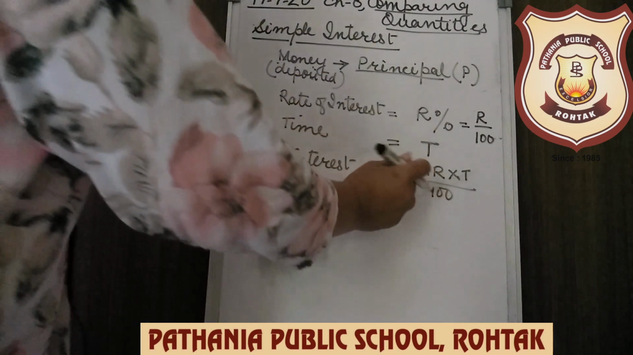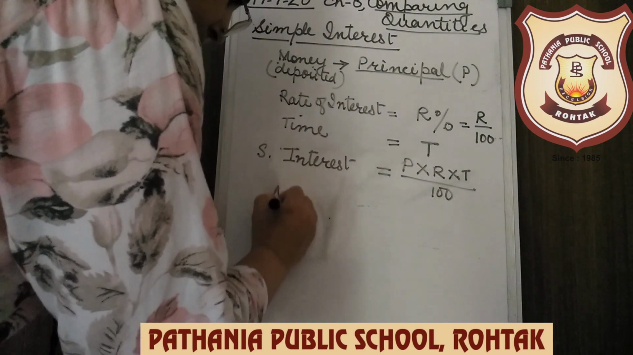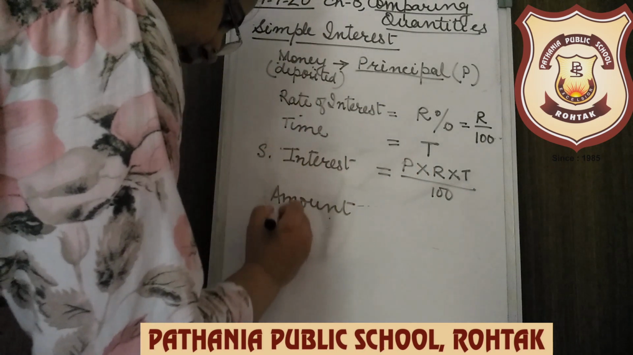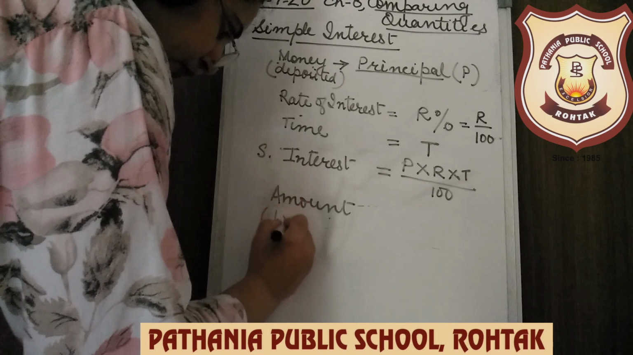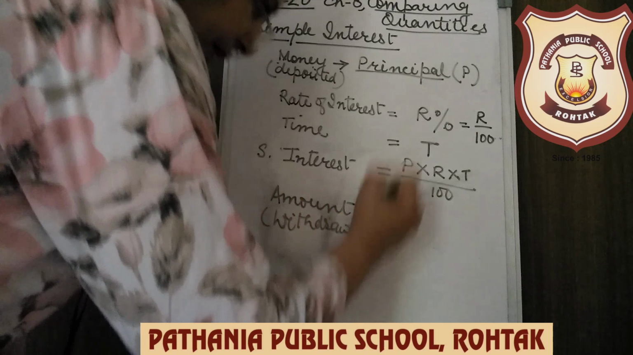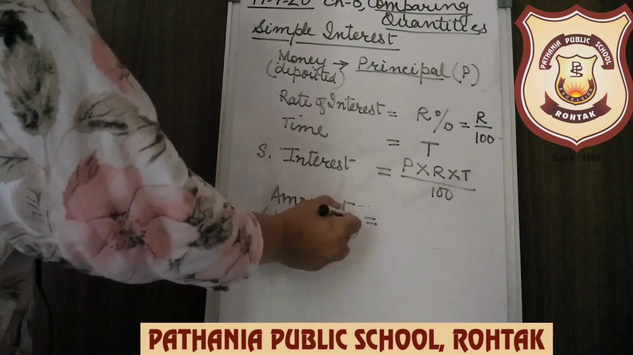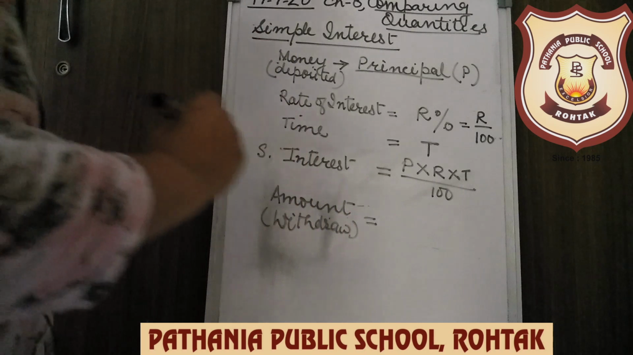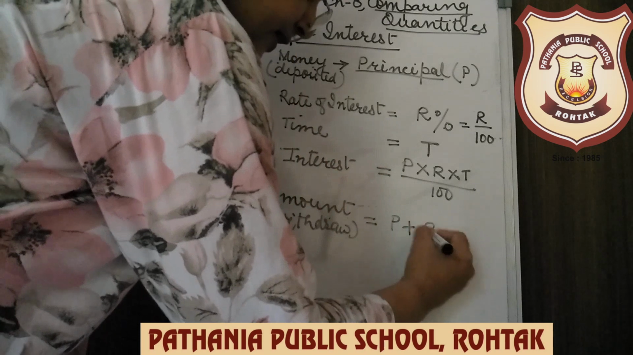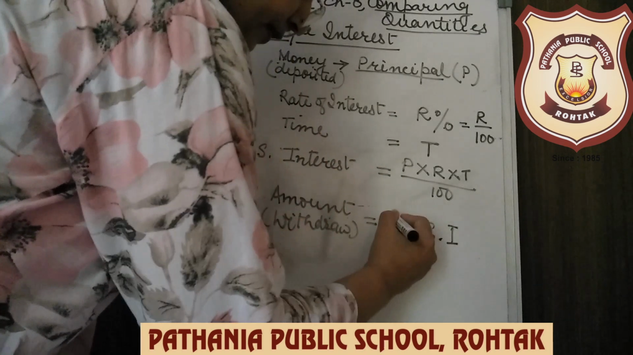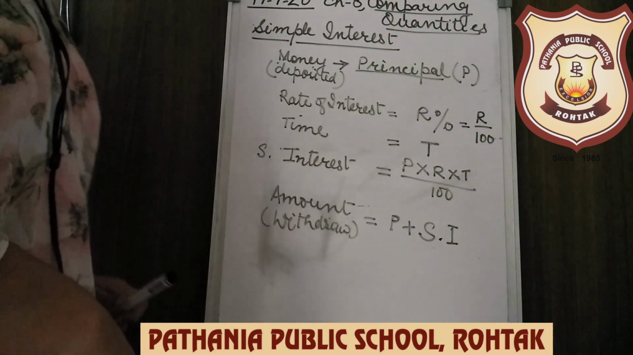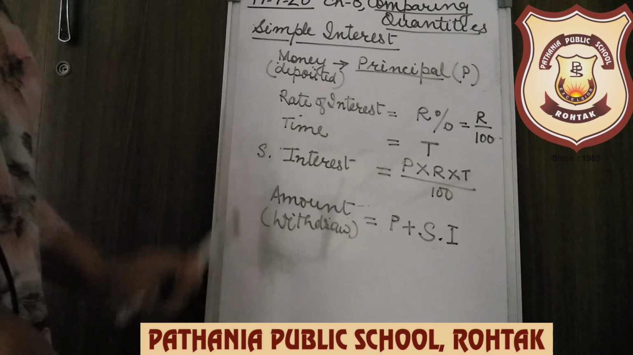Now, when you withdraw money from the bank, that will be called the amount. And what is amount equal to? Principal plus simple interest. So, please write these formulas in the beginning before starting the topic interest.